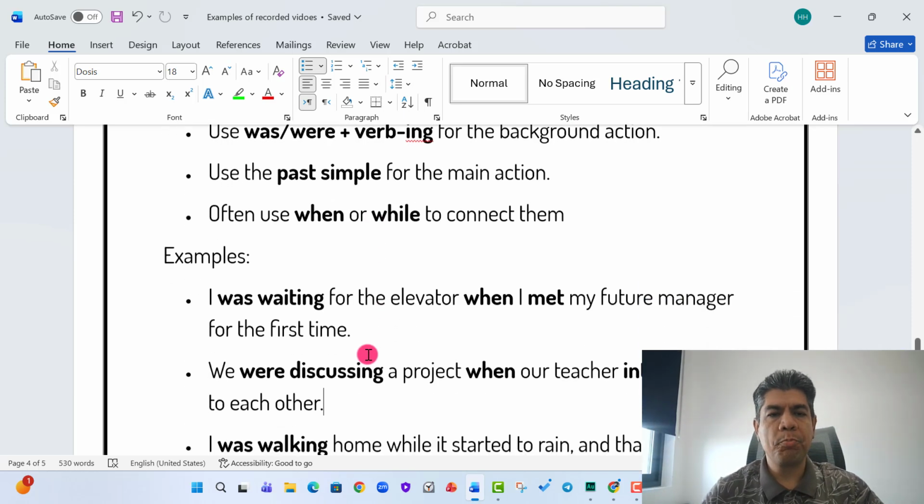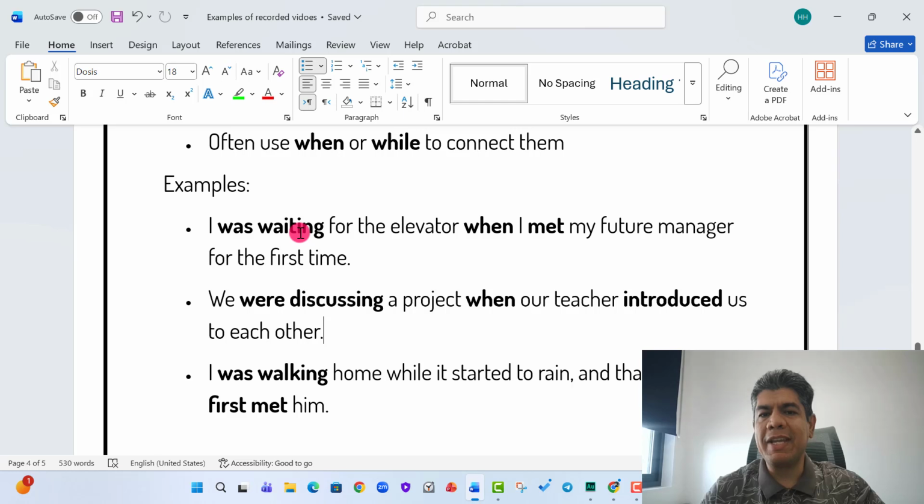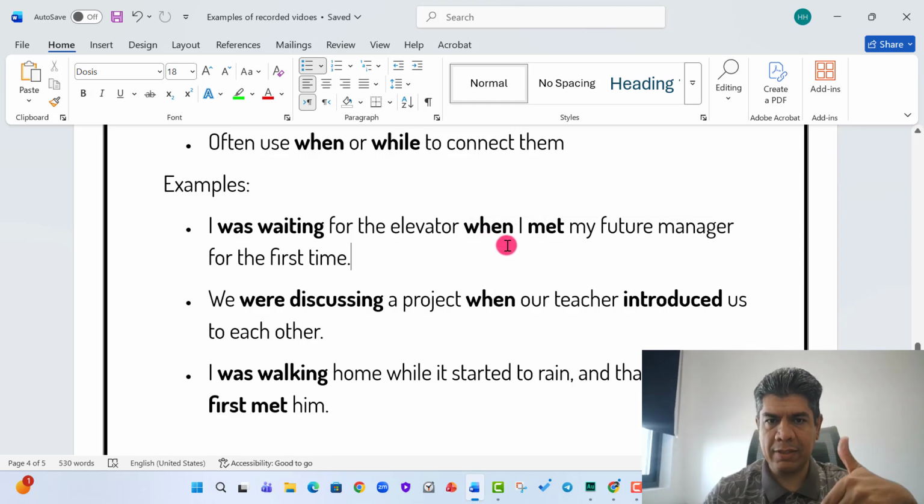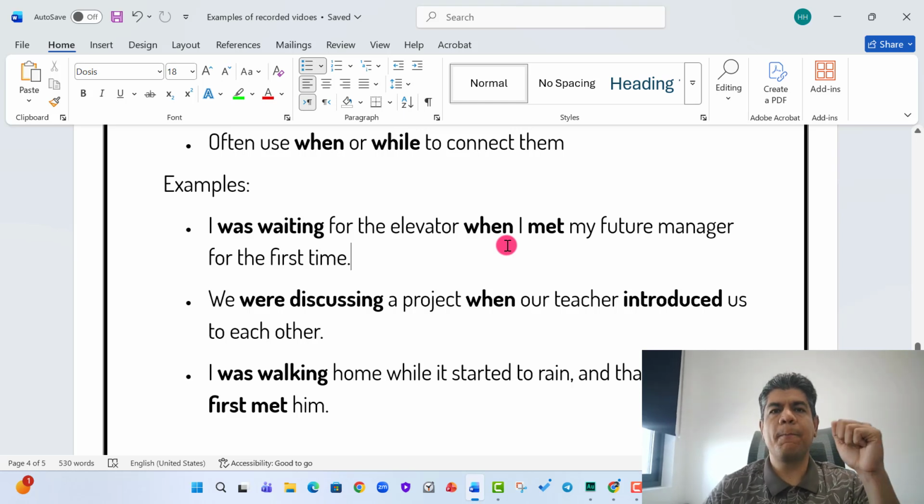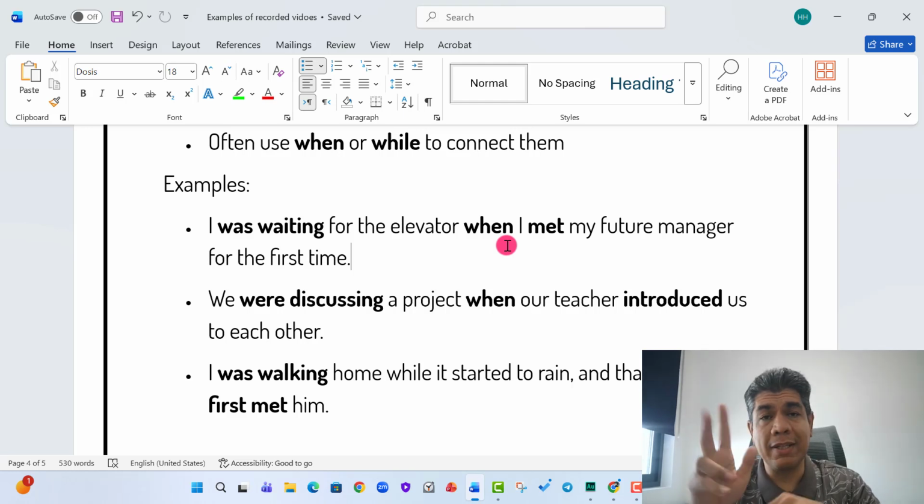Let's have a look. I was waiting for the elevator when I met my future manager for the first time. So you see, I was waiting. This is past continuous. And this is simple past. And how did I connect them both? By using the word when. And this simple sentence gives me the chance to get a better score because I am using two tenses here.